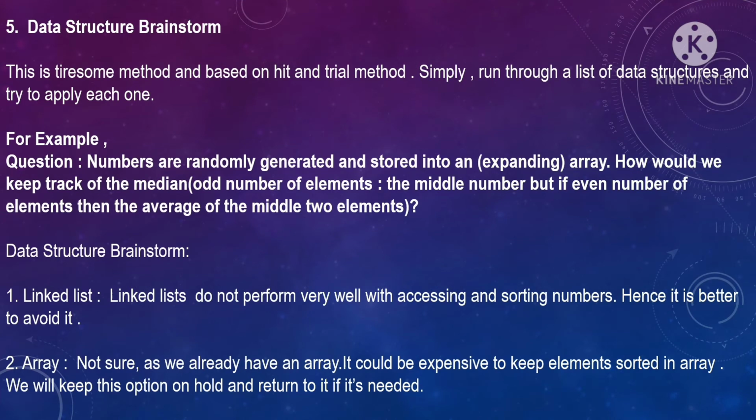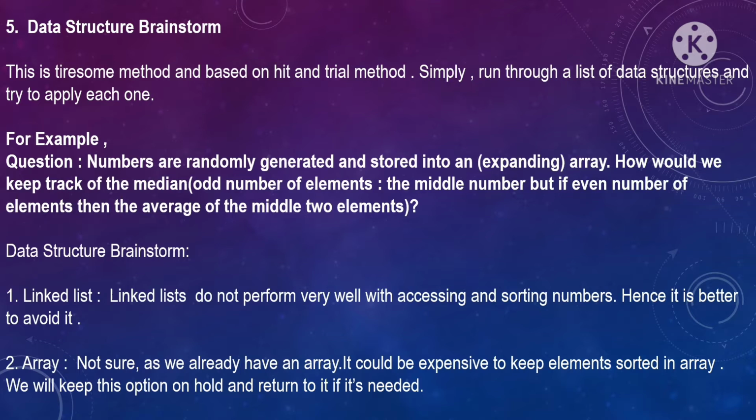The last one is data structure brainstorm. This is a trial-and-error method based on hit and trial. Simply run through a list of data structures and try to apply each one. For example, numbers are randomly generated and stored into an expanding array. How would we keep track of the median? With an odd number of elements, it is the middle number; with an even number of elements, it is the average of the middle two elements.